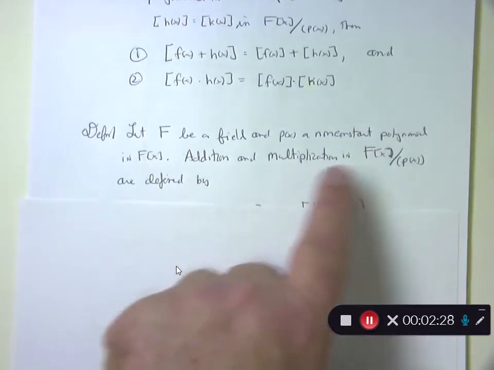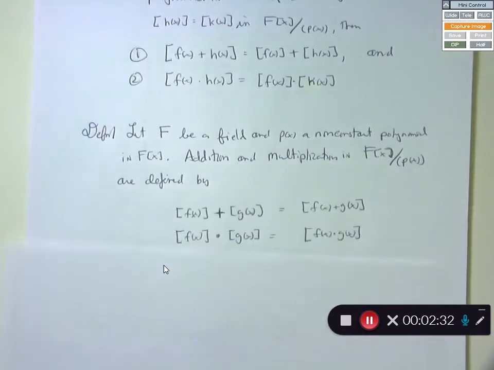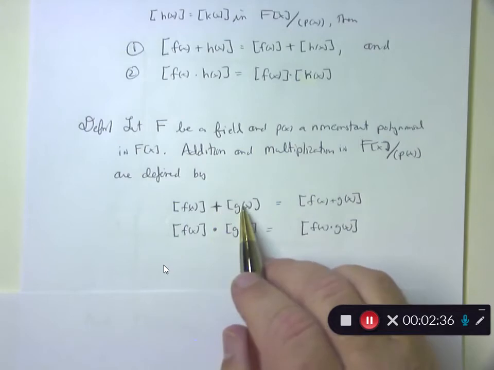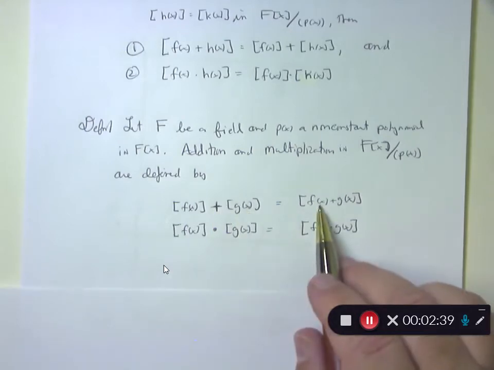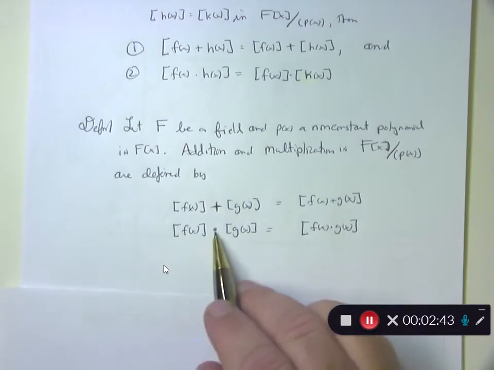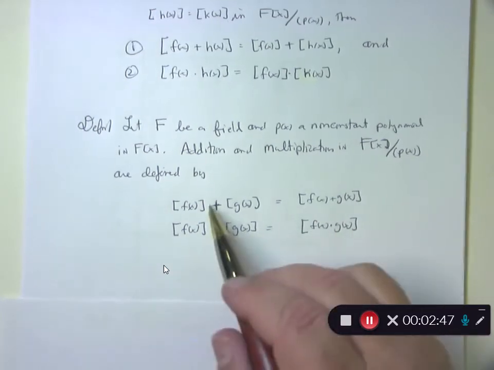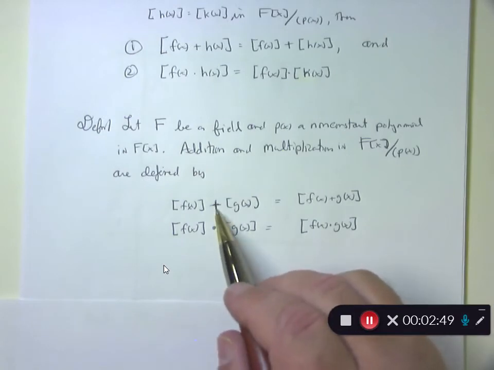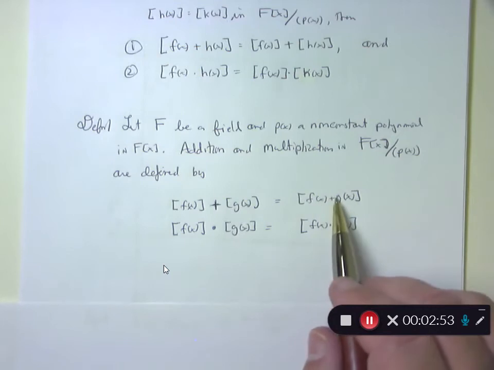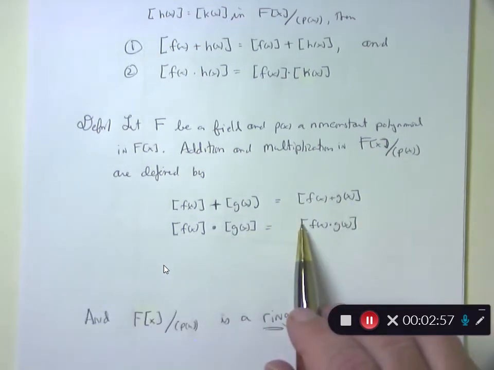Addition and multiplication in F adjoin x modded out by p of x is defined by, just as we saw, equivalence class f plus equivalence class g is equal to the equivalence class of f of x plus g of x. Equivalence class f of x times equivalence class g of x is equal to the equivalence class of f of x times g of x. This is how you add in F adjoin x modded out by p of x. You just add the two equivalence classes together. And this is how you multiply. You just multiply the two equivalence classes together.